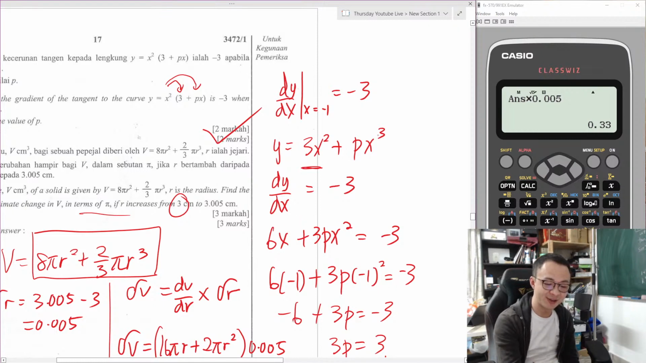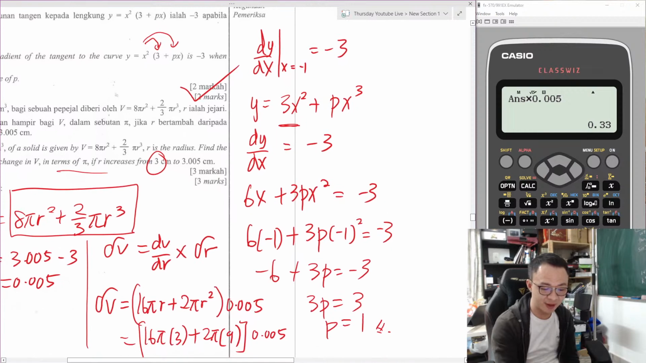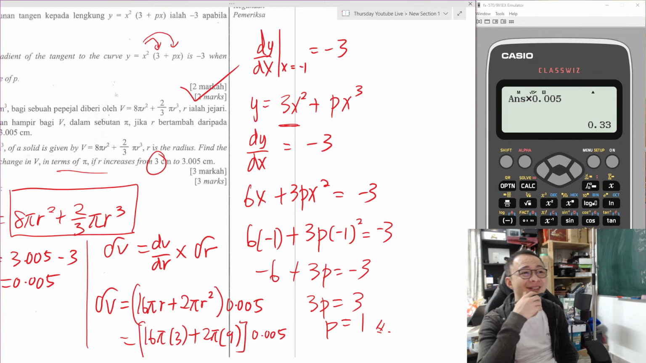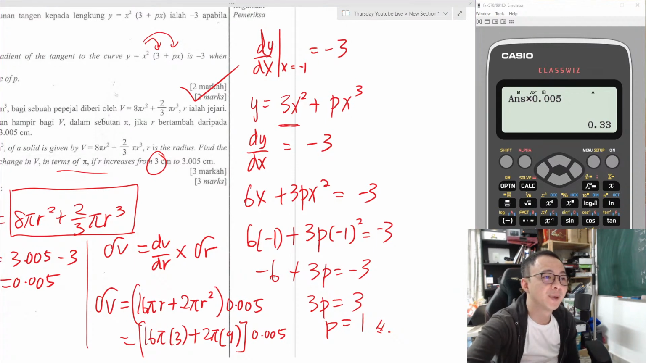Move here 6x. Move here 3px squared. Is x negative 1? Equals to negative 3. Alright, negative 1 sub into here, negative 1 sub into here. Negative 6 plus 3p equals to negative 3. 3p equals positive 3. P equals to 1. Any problem? The p value is not 1? Oh my god. Yeah, I guess the p value is 1, it's not 1.5.